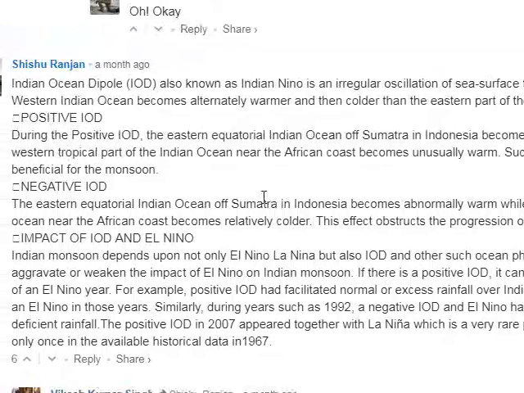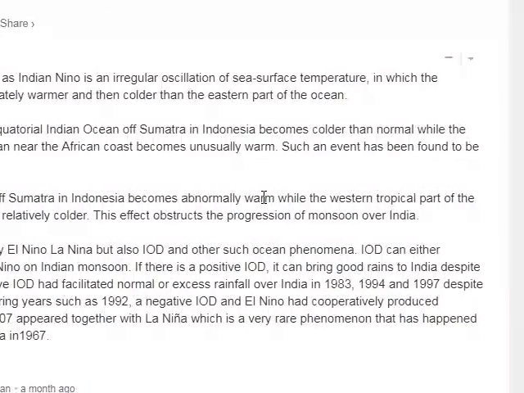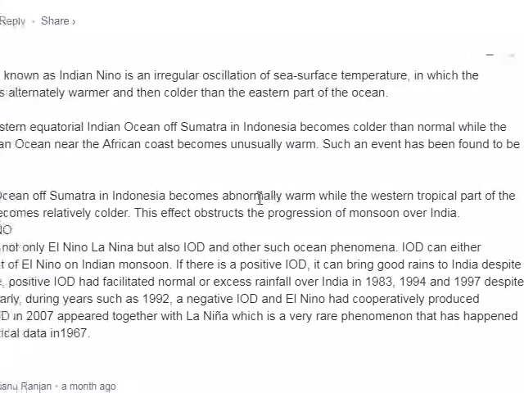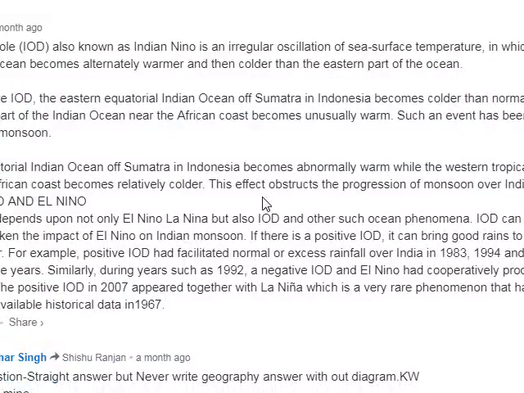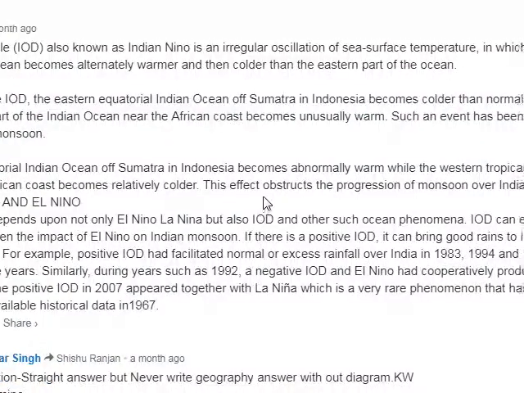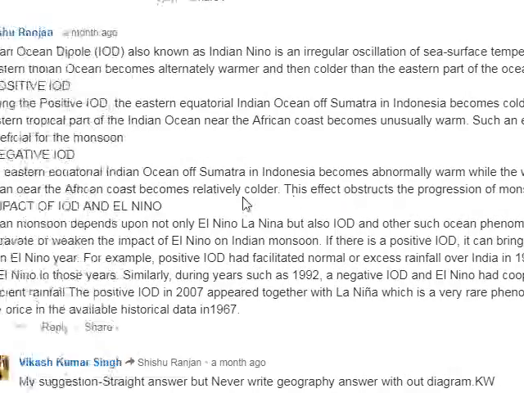Negative Indian Ocean Dipole. The eastern equatorial Indian Ocean near Sumatra and Indonesia becomes unusually warm, while the western tropical part of the ocean near the African coast becomes relatively colder. Thus, this effect obstructs the progression of monsoons over India.